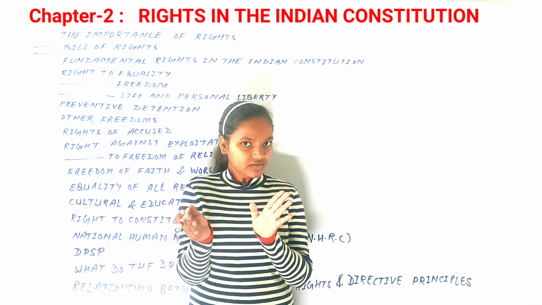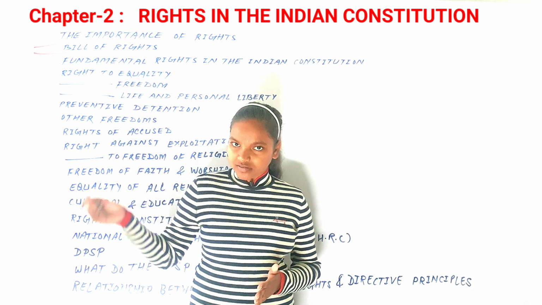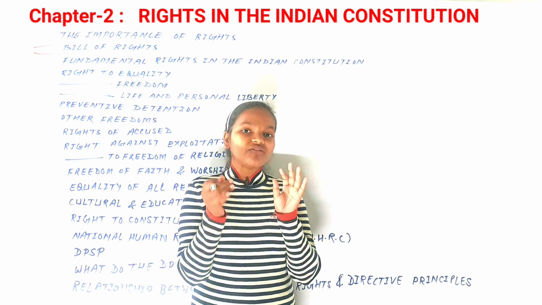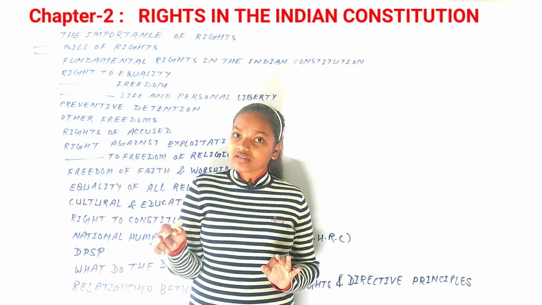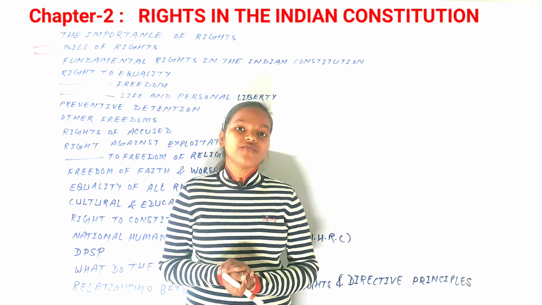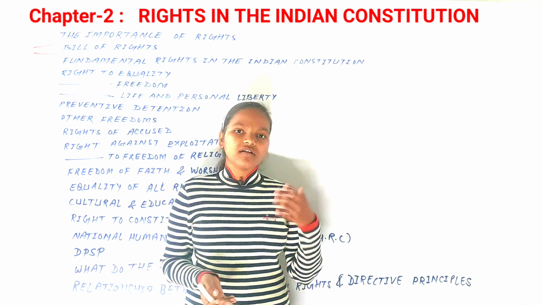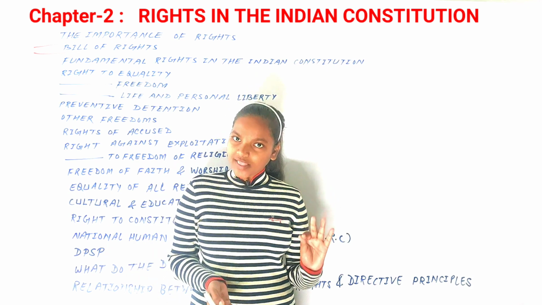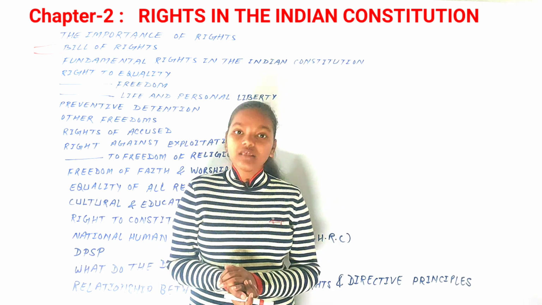Now all democracies must recognize these rights and implement them as well. It should not be that these rights are only written on paper without actually being implemented in ground reality. So it is the responsibility of every democracy to implement these rights, and at the same time of course they have to be recognized as well. So that is what is meant by the Bill of Rights.